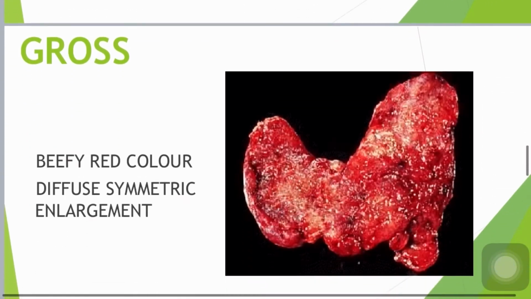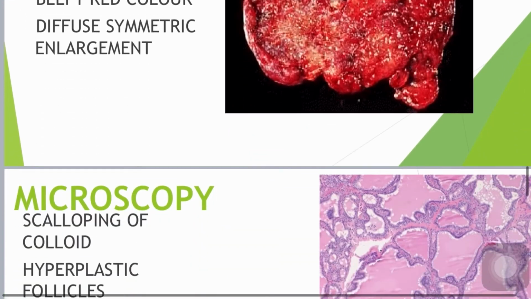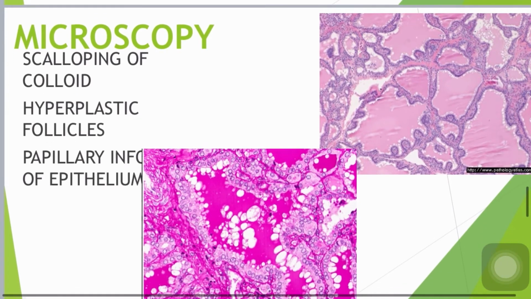Now let's move on to the gross specimen. So here also you will see diffuse symmetric enlargement just like Hashimoto's, but the important characteristic here is the beefy or the meaty red color, as you can see in the picture. Now let's go to the microscopy.